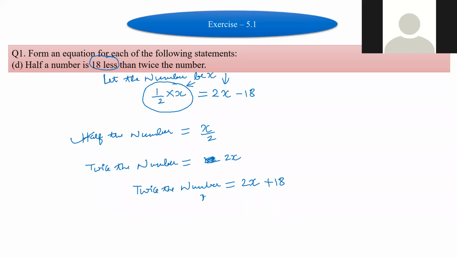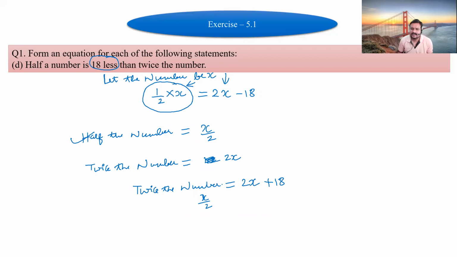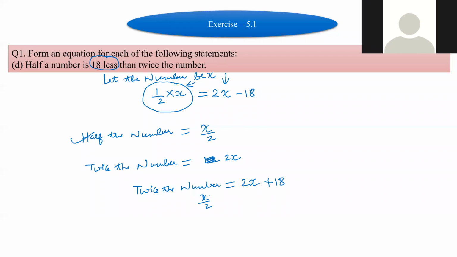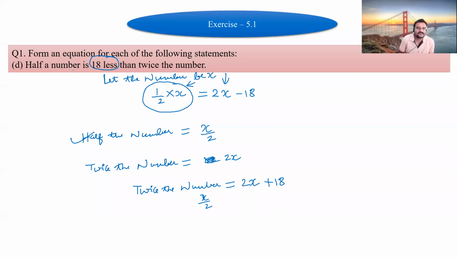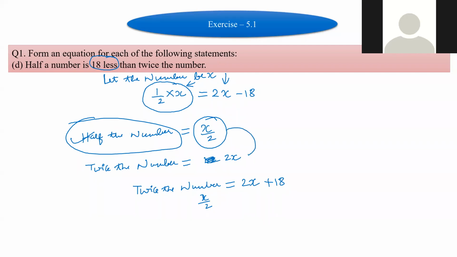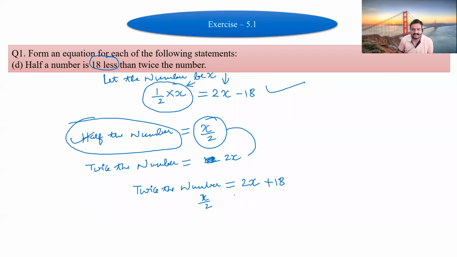Sir, you wrote twice the number on this side, so why did you write twice the number plus 18 on that side? Because what is given is that half the number is 18 less. That means this number, half the number, is 18 less, and less than what? Less than twice the number. So this is correct.